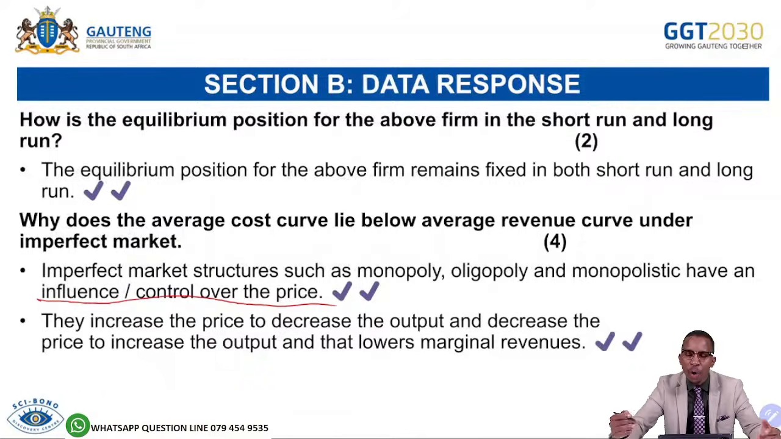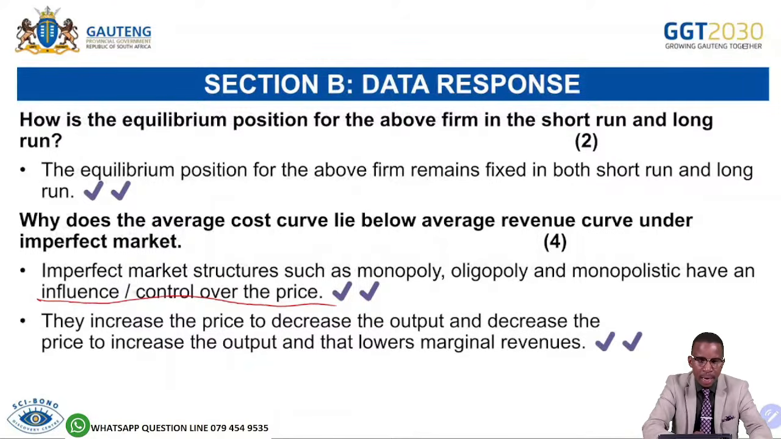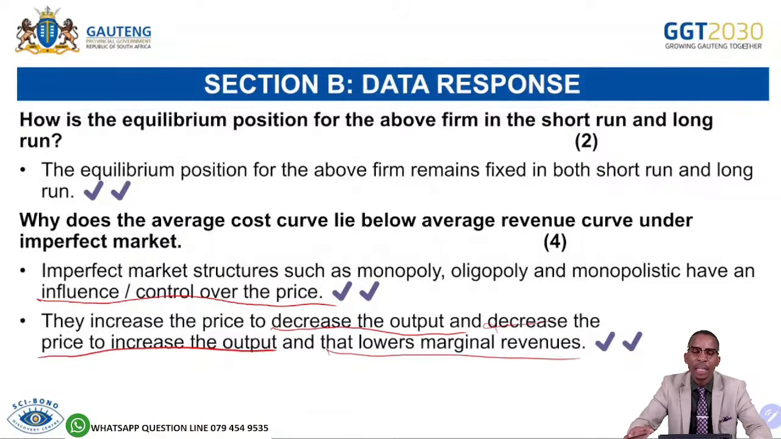So they're not equal. MR lies below AR, because any increase in price lowers total revenue, and any decrease in price can also lower total revenue, and that decreases the marginal revenue. So marginal revenue remains lower than average revenue under imperfect markets or monopolies. Imperfect market structures have influence. They increase the price to decrease the output and decrease the price to increase the output size, and that lowers the marginal revenue. Be able to answer such questions.